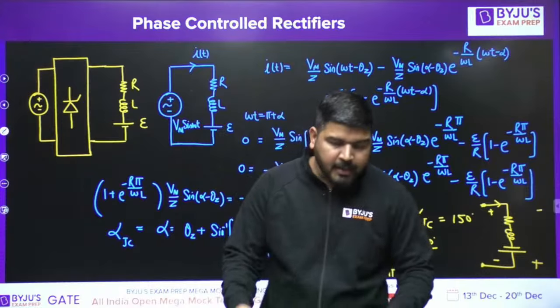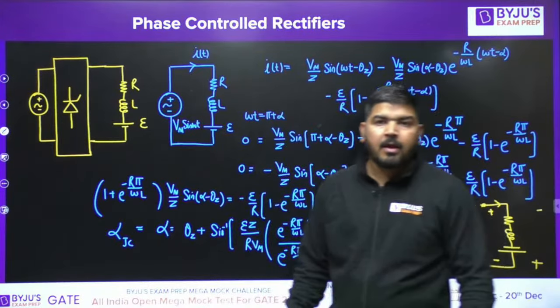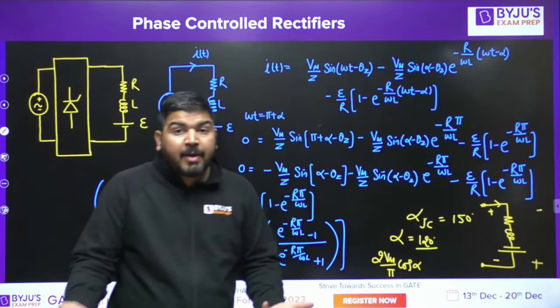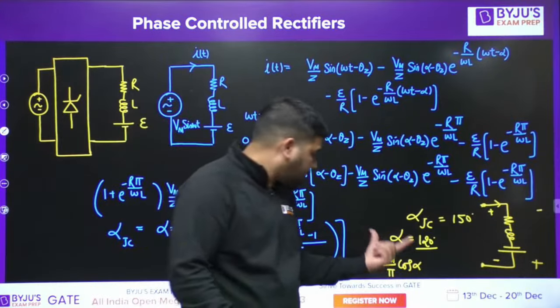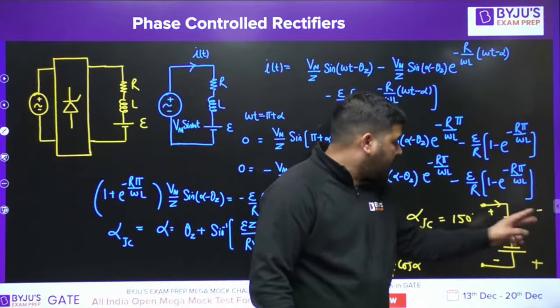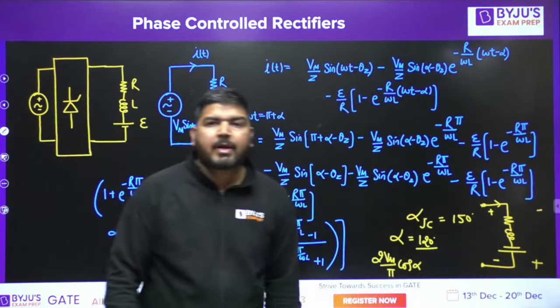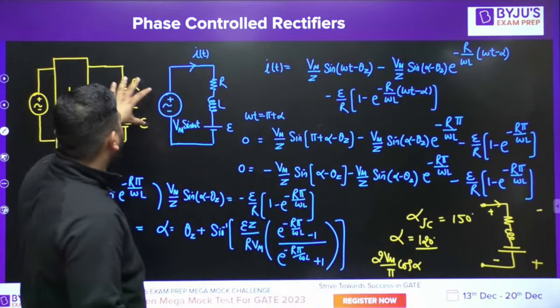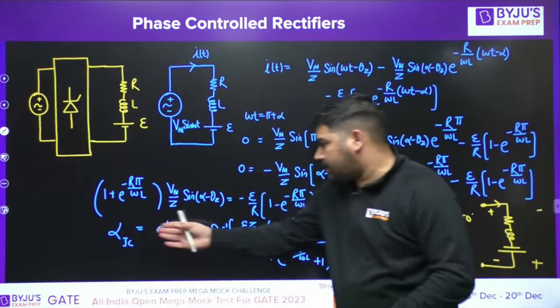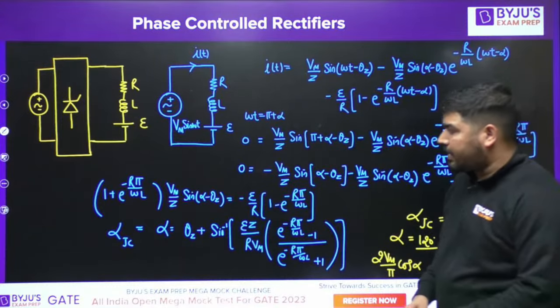It means you can increase alpha beyond 90. And if you increase alpha beyond 90, then the average output voltage will become negative for continuous conduction. If the average output voltage is negative, it means the load is delivering the power. So power can be delivered from the load side to the source side. I hope you understood it. So everything lies in equations. Equations are more important than politics.